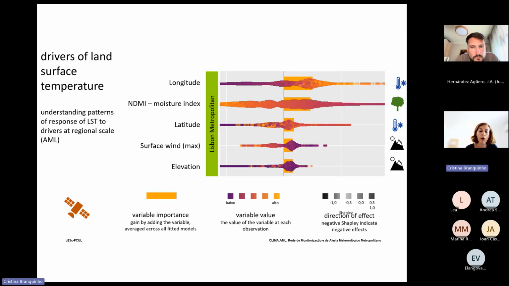But when we modeled it using XGBoost, we found that the presence of vegetation was the most important variable explaining this difference that we observed, together with surface winds and elevation, because we are at the macro scale. But the most important variable explaining it was the amount of vegetation.